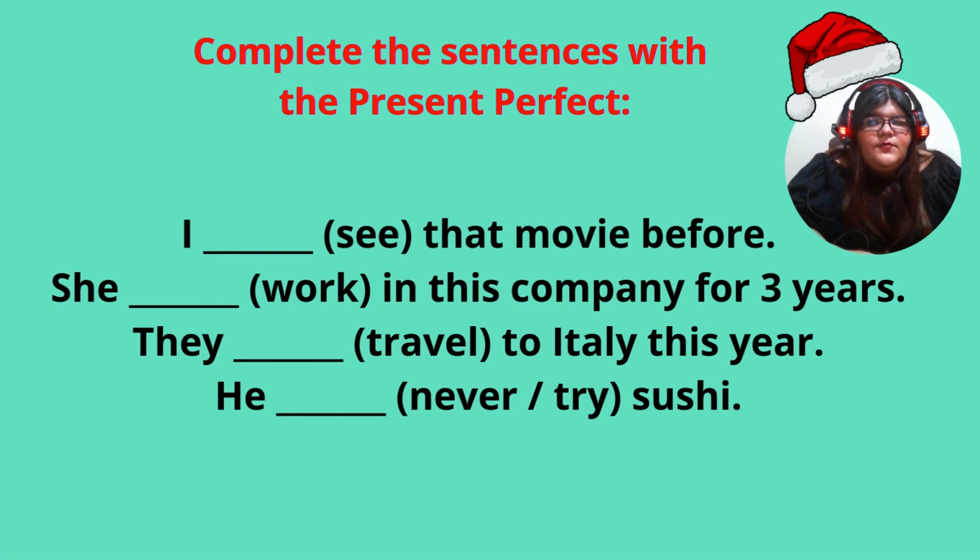Complete the sentences with the present perfect. I see that movie before. The subject I should be with the auxiliary verb have or has. I don't know. Write it down below in the comments, and I'll be reading those comments to know if you understood or got a little bit of my explanation. And if you didn't, I recommend you rewatch my video to understand better. I see that movie before. And what is the past participle of the verb see? I don't know. Refresh me.